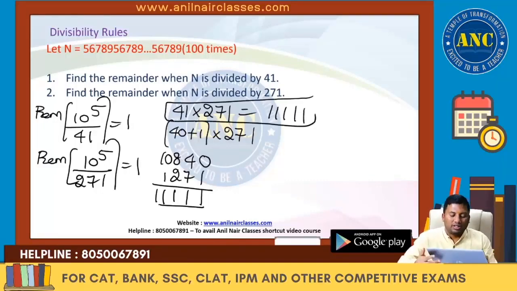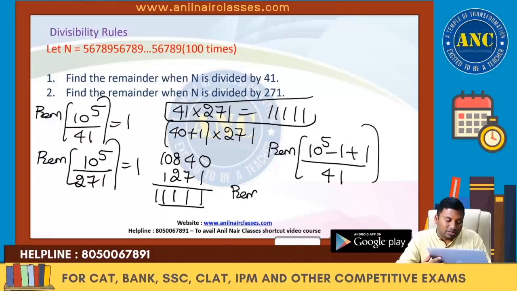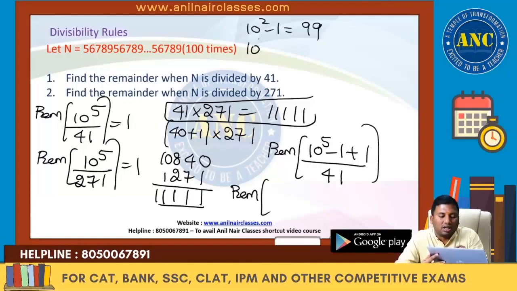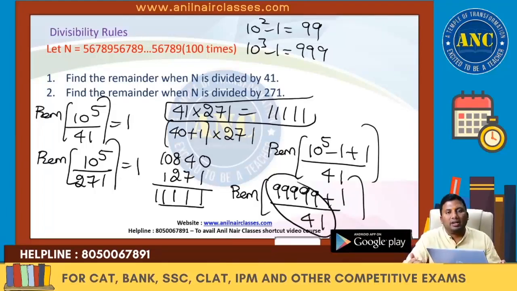Now, how am I using this? So this is nothing but 10 power 5 minus 1 plus 1 when divided by 41. Can I write like this? 10 square minus 1 is 99, 2 nines. 10 cube minus 1 is 3 nines. 10 power 4 minus 1 is 4 nines. 10 power 5 minus 1 is 5 nines, plus 1, divided by 41. 5 nines is 9 into 5 ones. 5 ones is divisible by 41. I hope the idea is clear.